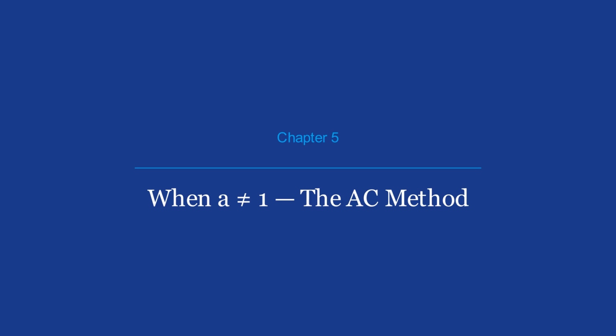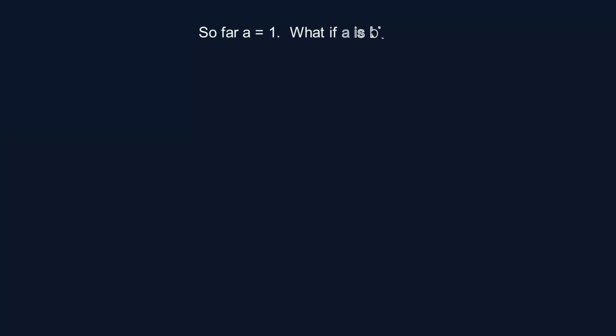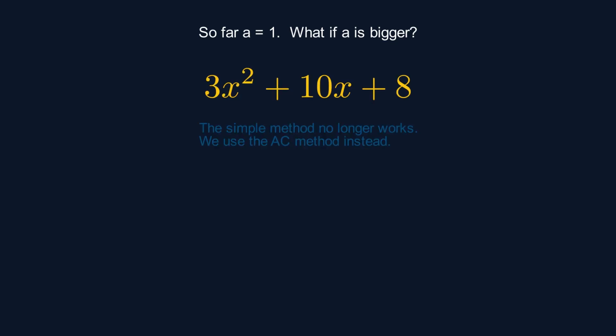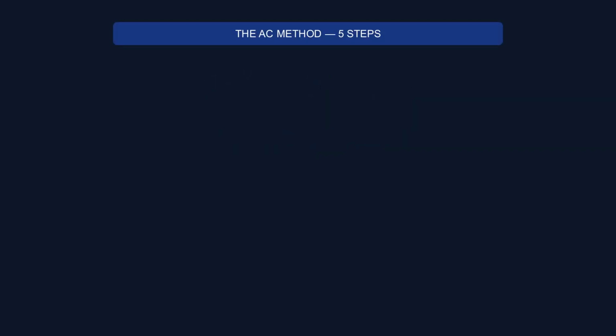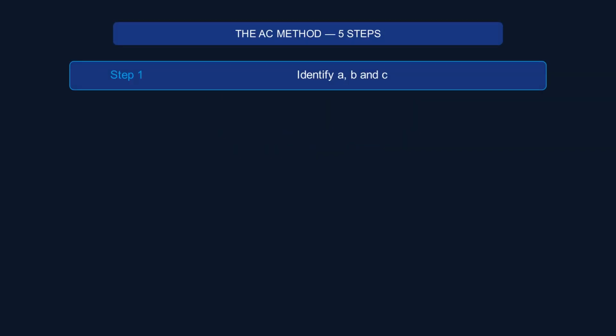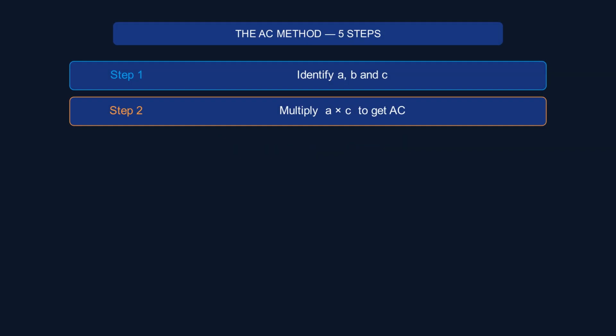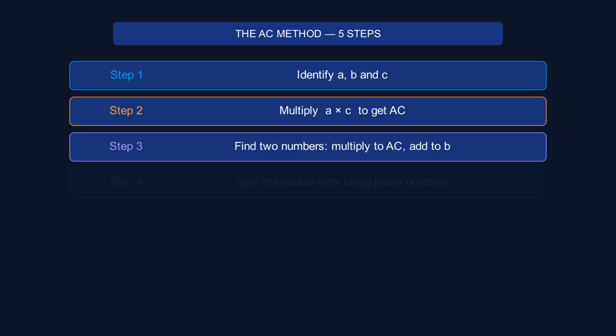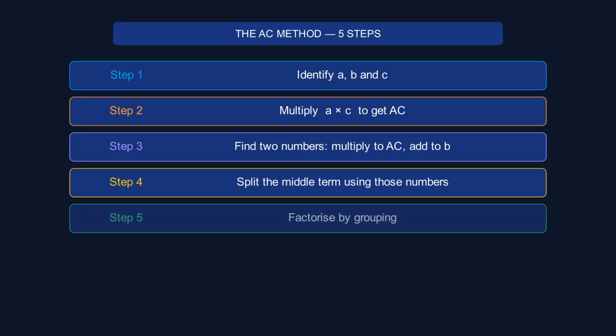Chapter 5. When a is not equal to 1, so far a has been 1. What if a is bigger? In the expression 3x squared plus 10x plus 8, these are the steps that we will use.